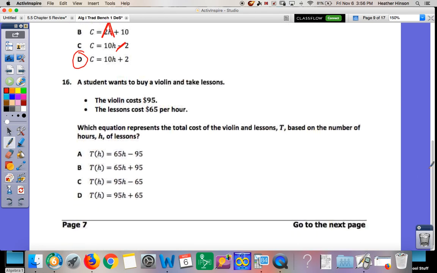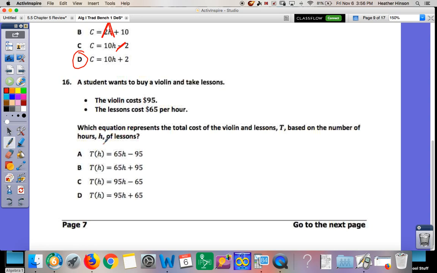Okay, 16. A student wants to buy a violin and take lessons. The violin costs $95 and the lessons cost $65 per hour. Which equation represents the total cost of the violin and lessons, T, based on the number of hours of lessons? So, for your variables, total is going to be T, and then H is your hours.